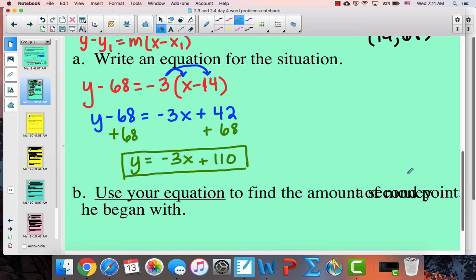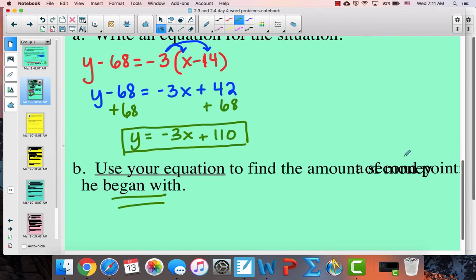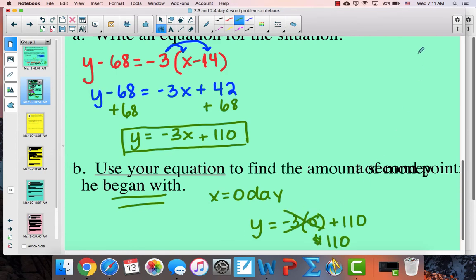So the next question asks you, use your equation to find the amount of money he began with. Okay, so how many days have passed if it's the amount he began with? Well, hopefully you're saying to yourself, then x would be 0 days. All right, so let's see what happens. y equals negative 3 times 0 plus 110. Well, that goes away, so it's 110. So he began with $110.